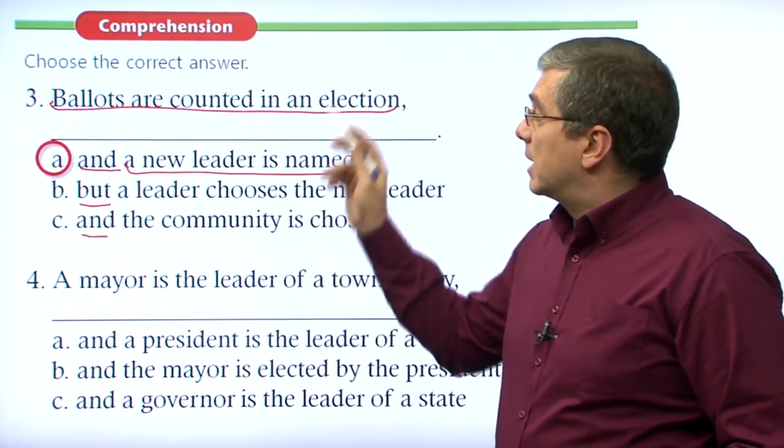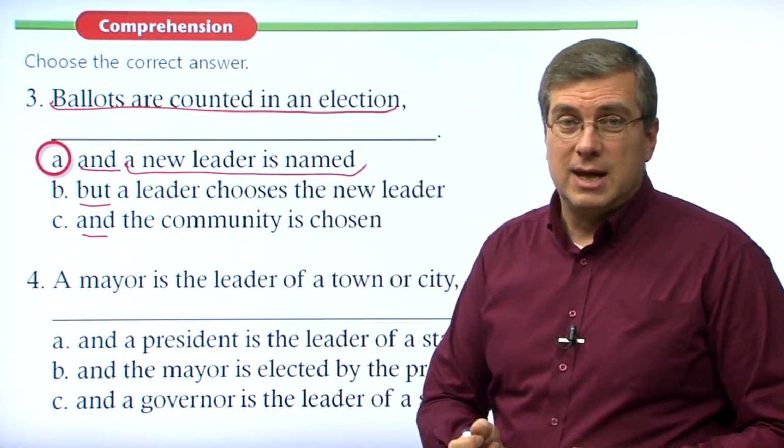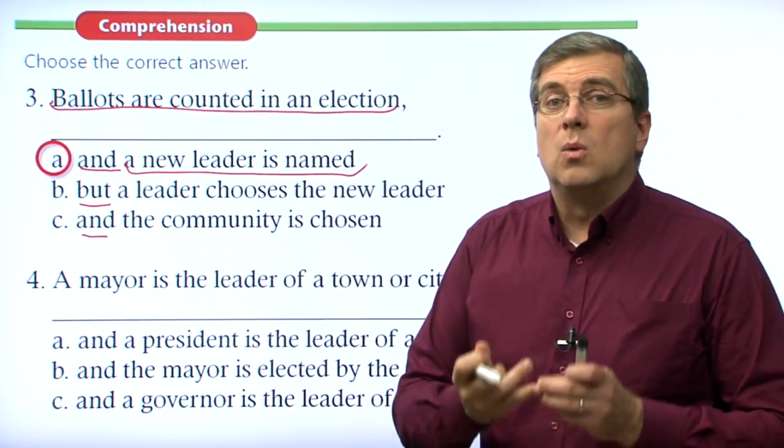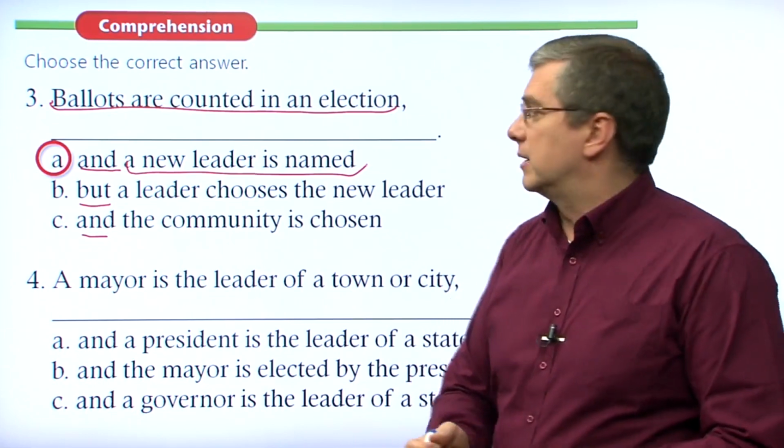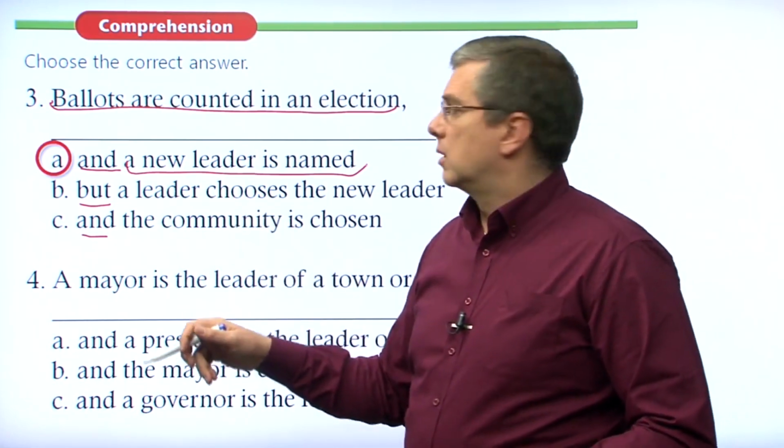That's the answer. Because first you have to count the ballots, and once you know what the count is, then you know who the leader is. So then the leader is chosen. Let's look at B and C for practice.